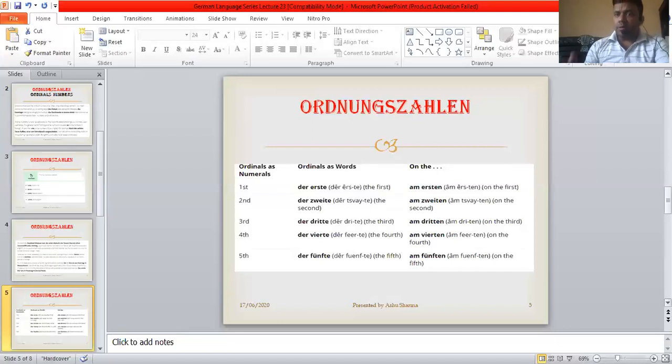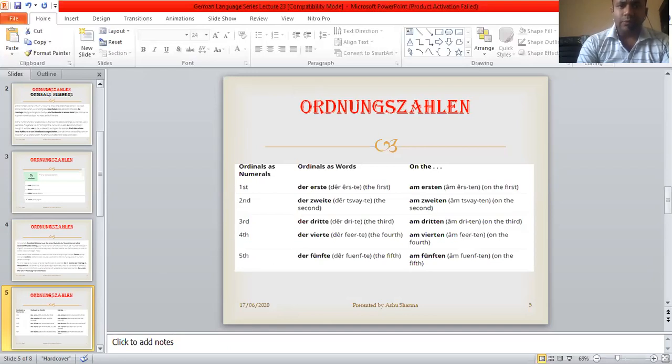On is generally used when we talk with someone and say, I am on the fourth floor. So: Ich bin am vierten. You speak like this. I am on the fourth floor. Ich bin am vierten. So am vierten means on the fourth. Like that, you just speak this concept.